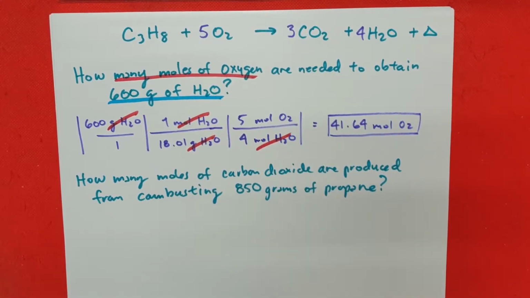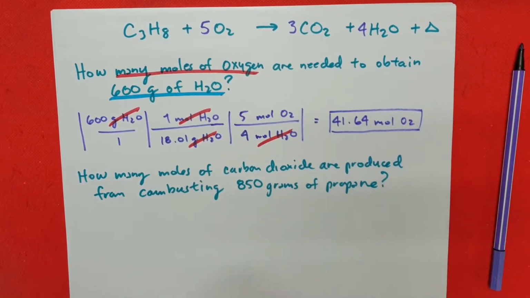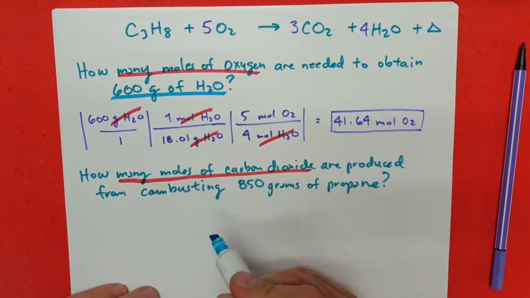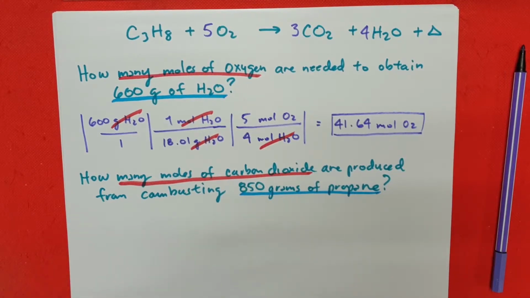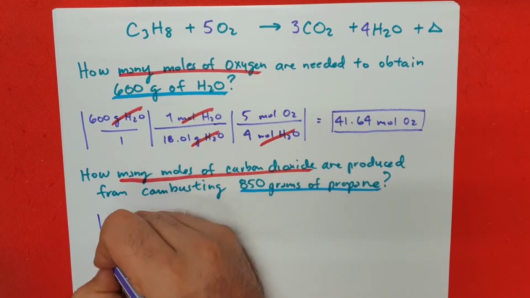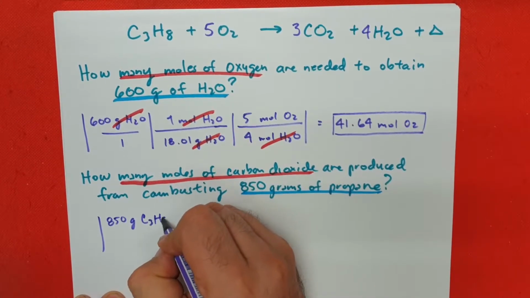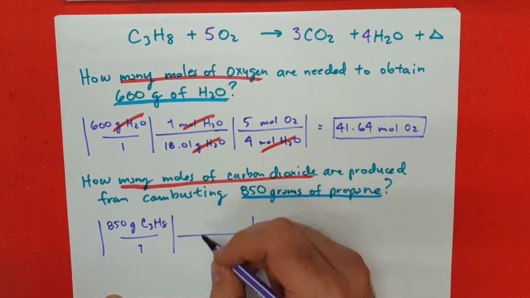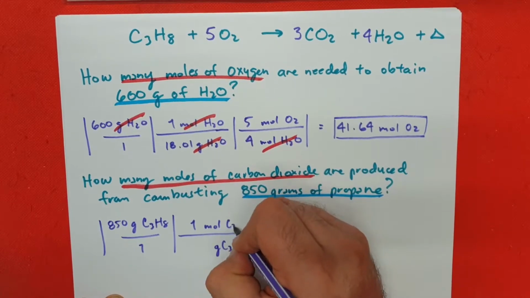Let's use the same reaction for another problem. We already balanced it, so we're sure this is correct. Again, our question is: how many moles of carbon dioxide are produced from combusting 850 grams of propane? Don't be worried about the words in the word problem. Just try to understand what is being given and where we're headed. In this case, what we're being given is 850 grams of propane, which is this compound C3H8, over 1. And then we need the molar mass of propane, so grams of C3H8 over 1 mole of C3H8.